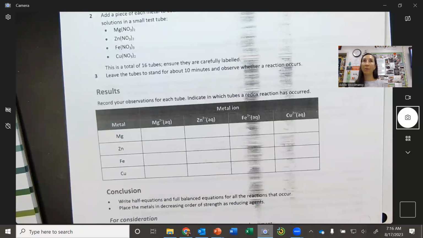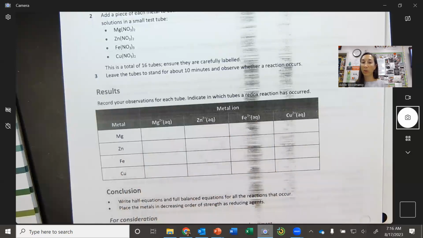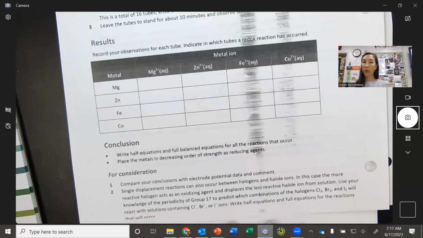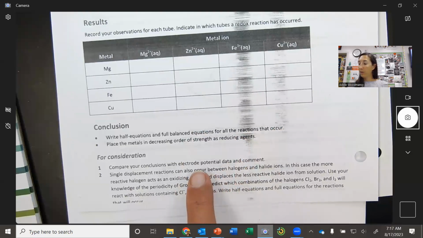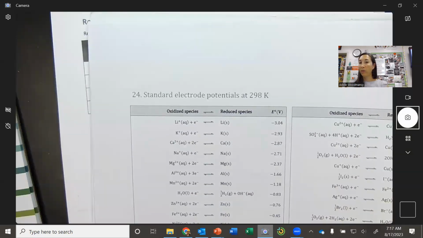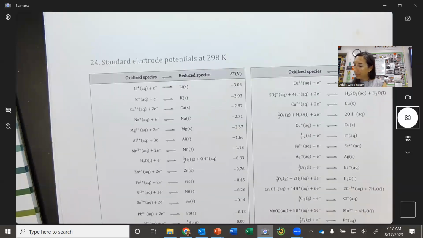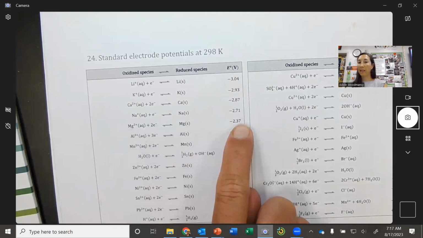But then at the very end, probably 15 minutes before class is over, make sure you go and look at the test tubes so that you can write in your results. Then when you're finished, you're going to write your conclusion. You're going to answer this in your conclusion and the for consideration. Now, the first one, when it says compare your conclusions to the electrode data and comment, they're talking about your data booklet. In your data booklet on section 24, you can see, here's magnesium. This is the magnesium metal. That's the electrode potential for the magnesium metal.